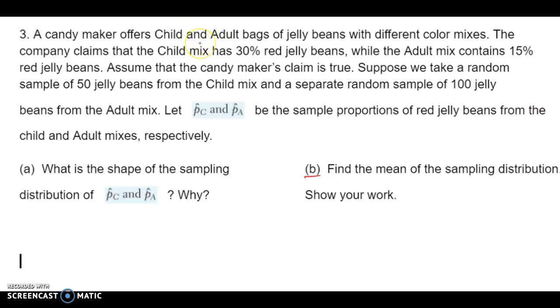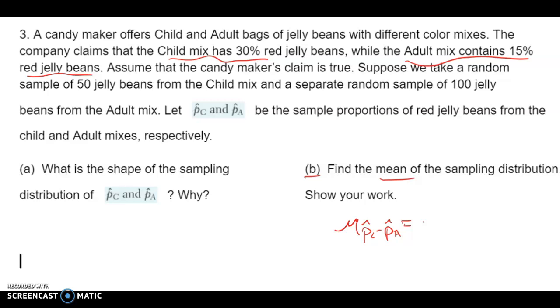So we've got child and adult bags of jelly beans. Child mix has 30% red. Adult mix has 15% red. So when we find the mean of the sampling distribution, the mean of the sampling distribution of the differences of proportions looks like this.